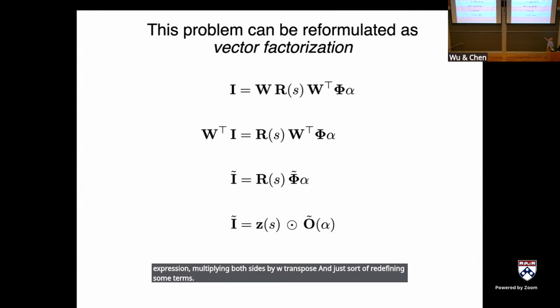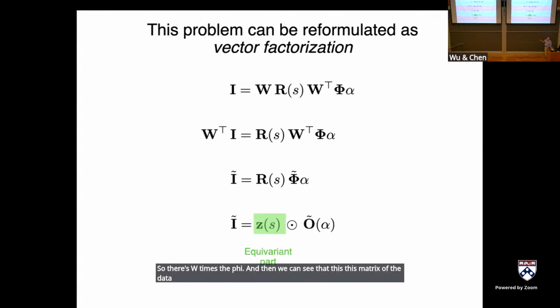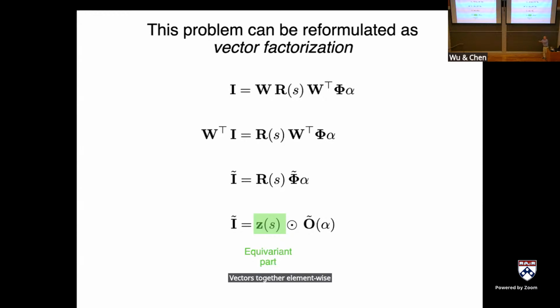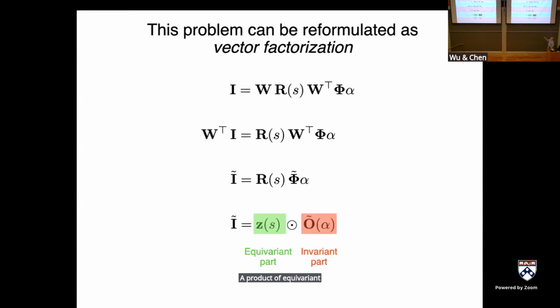So there's W times the phi, and we can see that this matrix of the data in a transformed space, we can think of that now as a Hadamard product. This symbol here just refers to element-wise product, so not an inner product between two vectors, but we're just multiplying the vectors together element-wise, and the result is another vector of the same dimensionality. A product of an equivariant part representing the transformation and the invariant part.